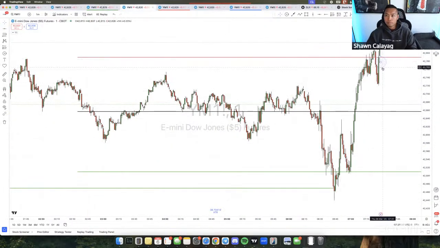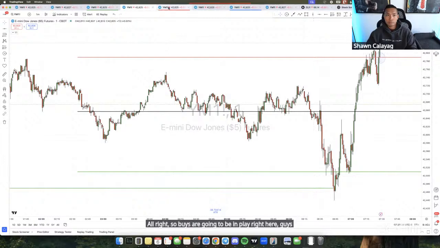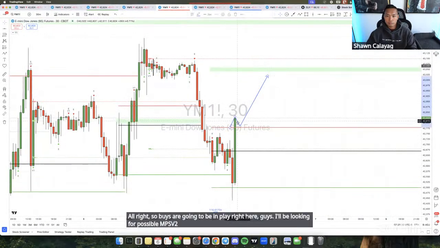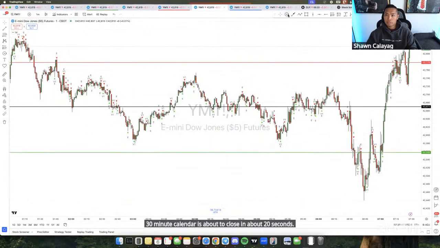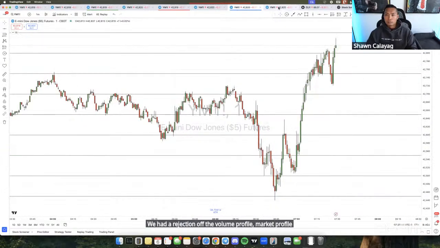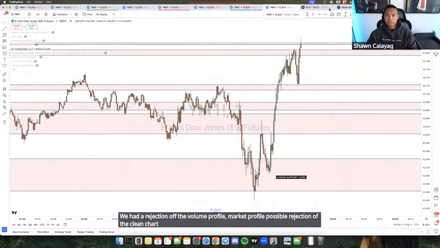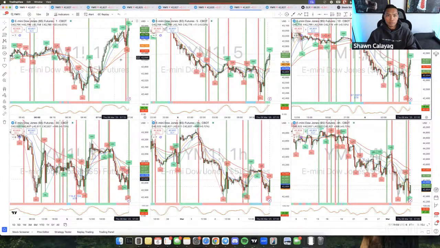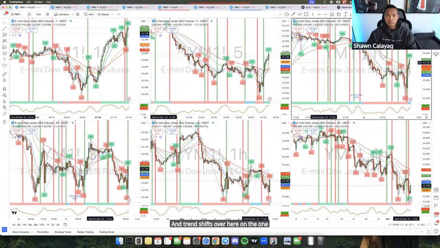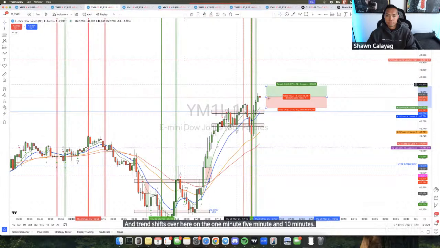All right, so buys are going to be in play right here, guys. I'll be looking for possible MPSV2 to the upside. The 30-minute candle here is about to close in about 20 seconds. We had a rejection off the volume profile, market profile. Possible rejection off the clean chart here if it does end up pushing up higher. Possibly breaking retest over here off the SR chart. And trend shifts over here on the 1 minute, 5 minute, and 10 minute.